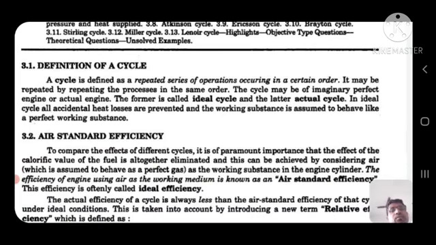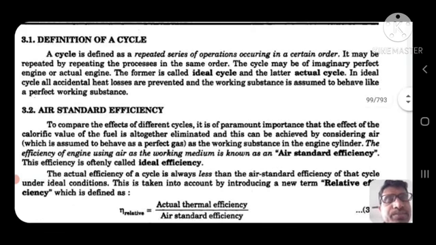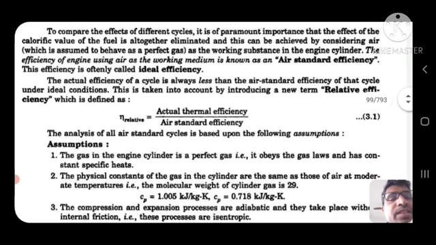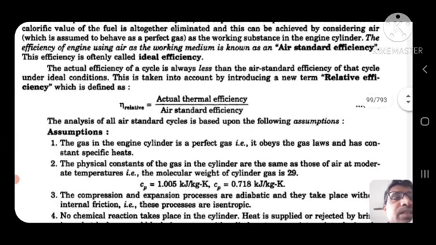In an ideal cycle, all accidental heat losses are prevented and the working substance is assumed to behave like a perfect working substance. Air standard efficiency: to compare the effect of different cycles, it is of paramount importance that the effect of the calorific value of the fuel is altogether eliminated, and this can be achieved by considering air, which is assumed to behave as a perfect gas, as the working substance in the engine cylinder.